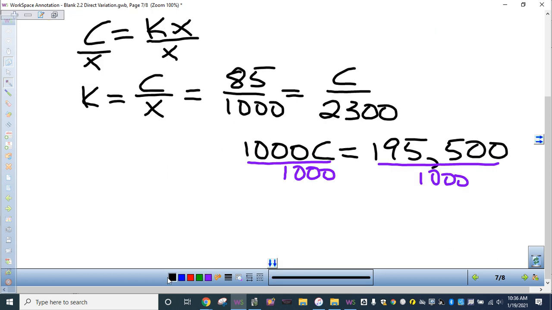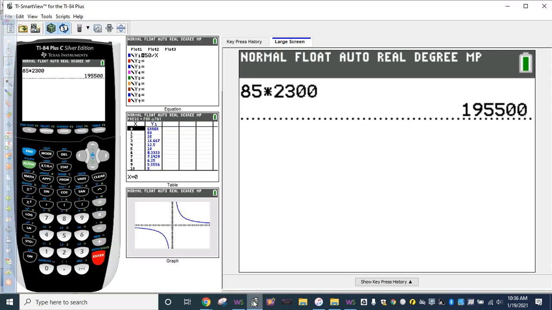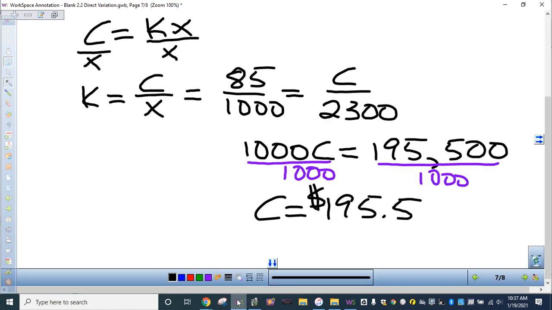So, we get C equals 195.5. Don't forget your units, dollar sign in this case. So I'm going to do 195,500 divided by 1,000 in the calculator real quick. So just hit divide 1,000, 195.5. Just confirming we got that correct answer.